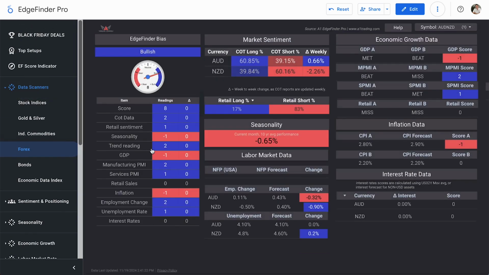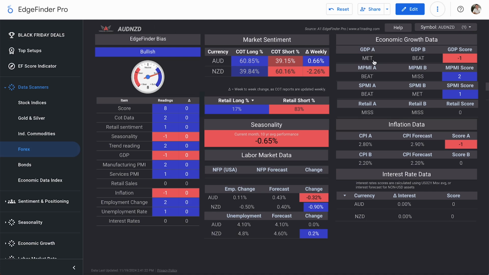Finishing up with our fundamental data, we see that GDP numbers and inflation numbers are scores of -1. Manufacturing and employment change numbers are scores of +2. Services PMI and unemployment rate are scores of +1. Retail sales and interest rates are 0 or neutral scores. So a little bit all over the place, but overall slightly favored to the bullish side when it comes to our fundamental data. Again, our A column here is going to be our first currency pair listed, so that will be Australia. The B column here will be the second currency pair listed, so that will be New Zealand.